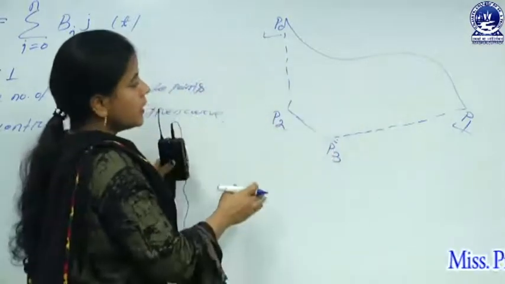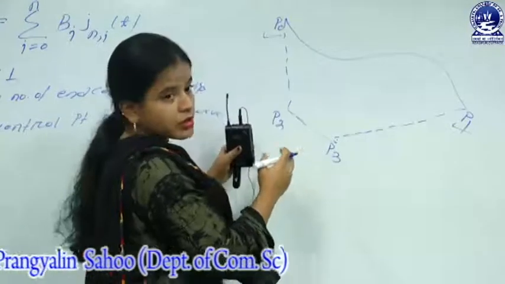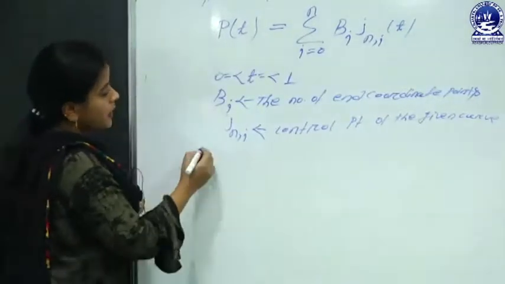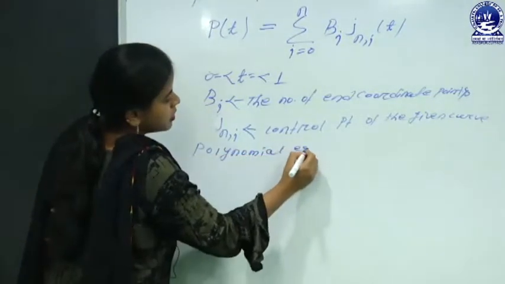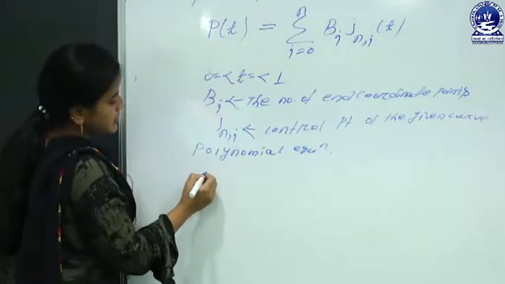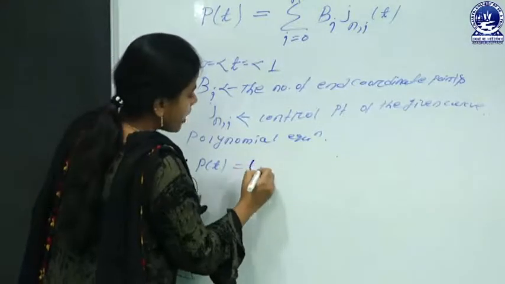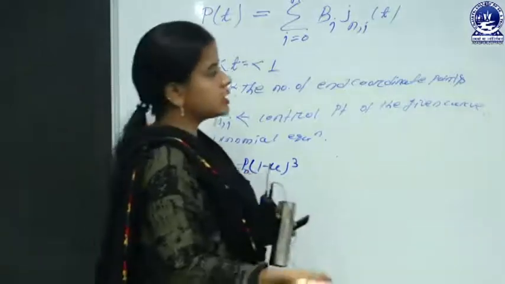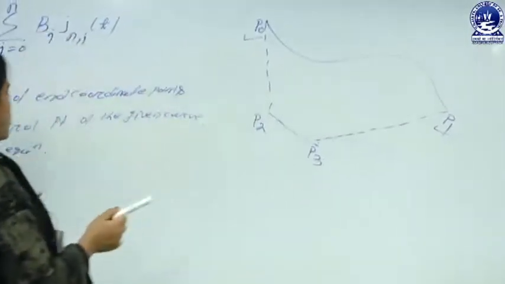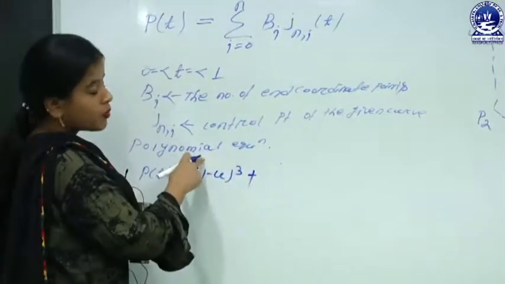Okay, if this given cubic Bezier curve is required for finding all of the intermediate coordinate points, in this case the Bezier curve equation is calculated by using a polynomial equation. And here the polynomial equation is P of t equal to (1 minus u) whole cube times P0. That means here the coordinate point is starting P0, then plus, as here, that is expressed with the help of polynomial equations.